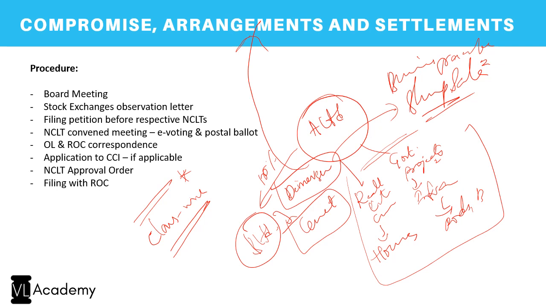And finally, that order will be filed with the ROC. So this is the entire concept of compromises and arrangements. If you carefully understand, generally to build a company, you build it from scratch: you insert the capital, from the capital you buy the raw material, and from the raw material you get the finished product. Or if it is services, then you rent or buy a place, buy the basic equipment, people come and work on something, the final output comes, and then you generate revenues.